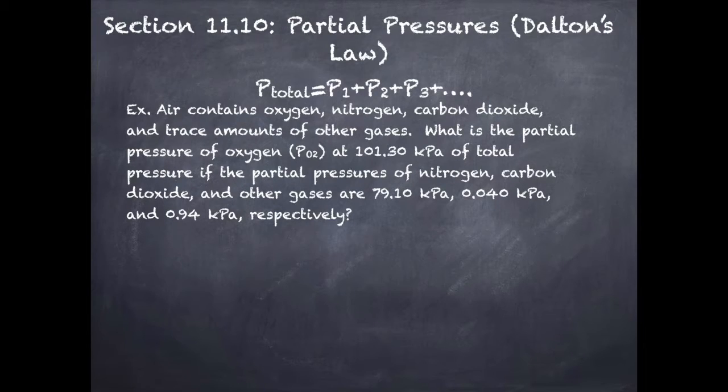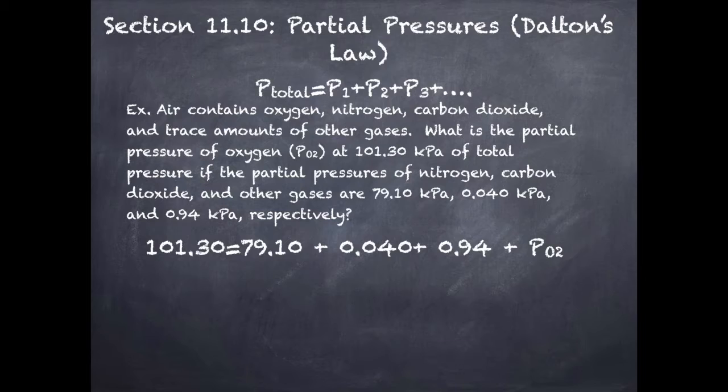Well, I know my total pressure is 101.30, and I know the partial pressure of all the other gases except for oxygen, so I'm going to add up all of their pressures plus the partial pressure of oxygen. So all I have to do to figure out the partial pressure of oxygen is take the total pressure and subtract from it the partial pressure of each of the other gases, and that gives me a partial pressure of 21.22 kilopascals. So that's all there is to Dalton's Law of partial pressures.